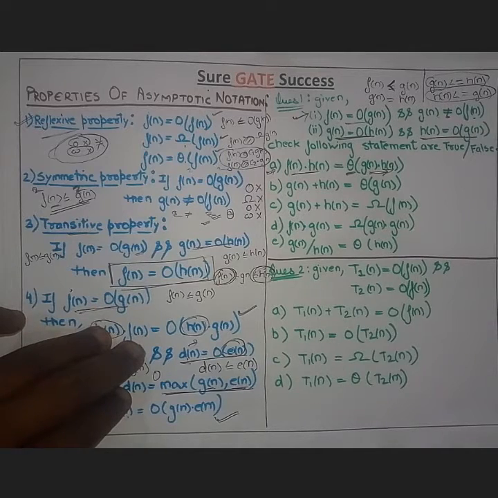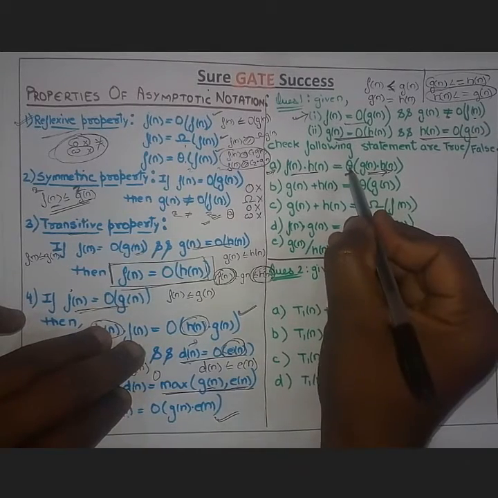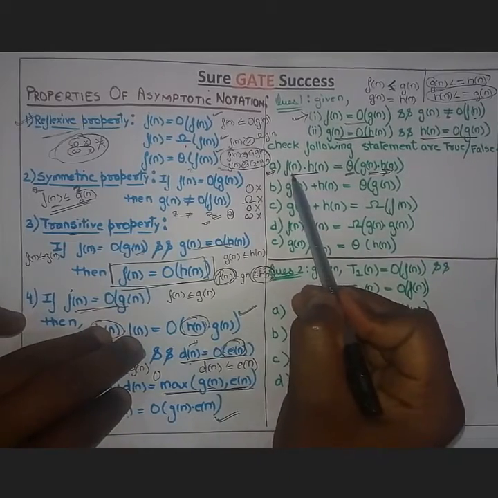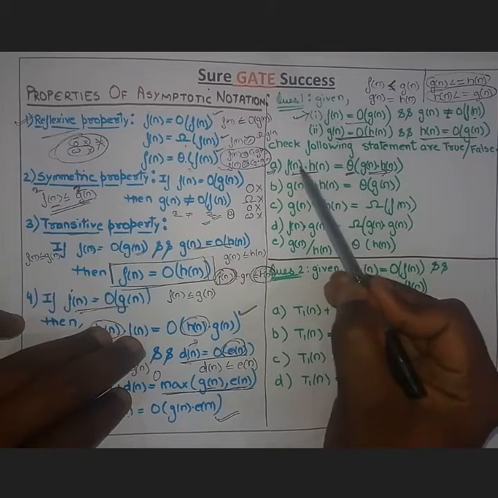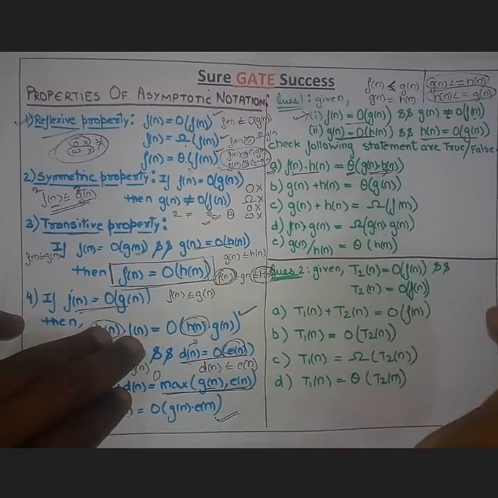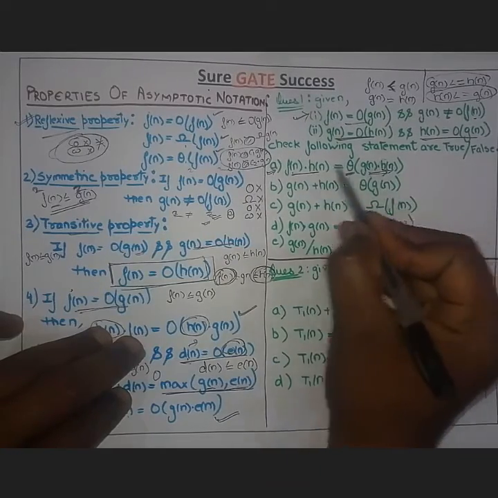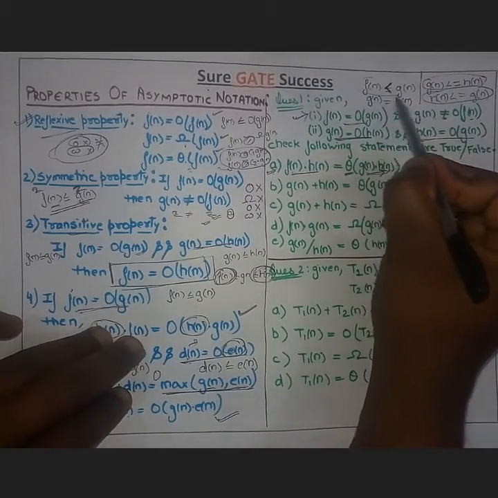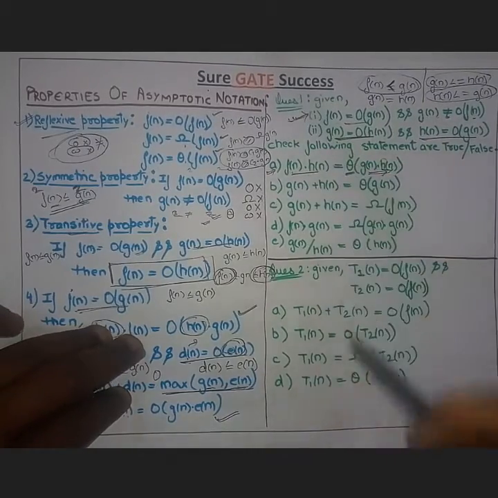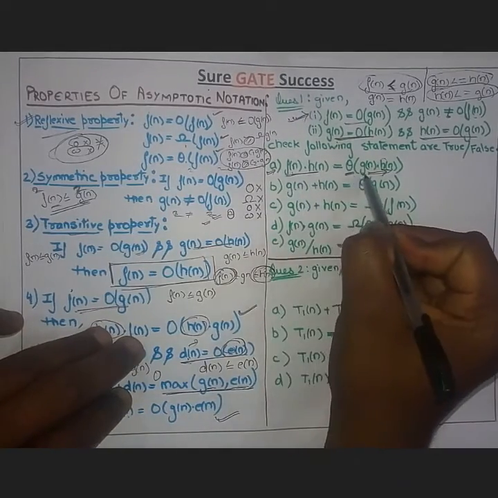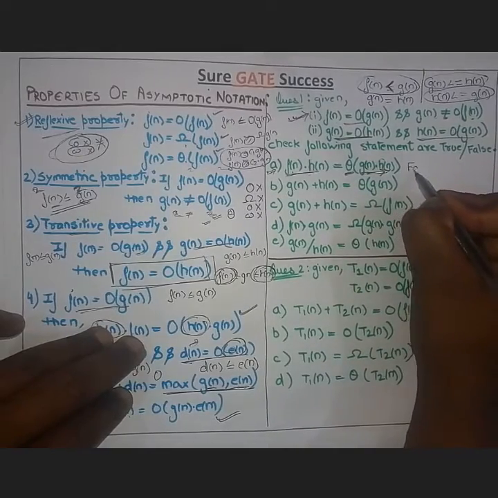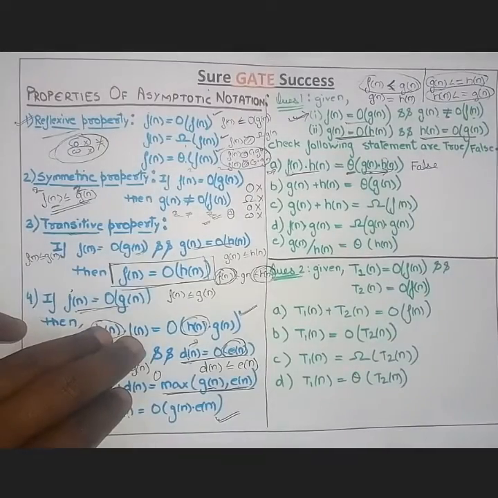So let us take an example of equal, because theta means this one has to be less than or equal to this and this one has to be less than or equal to this. So let us take that this is equal to this, and h(n) is equal to h(n), that is okay. But what we have from the first equation is strictly given that f(n) is strictly smaller than g(n). So f(n) is smaller than g(n). So this statement is clearly false.